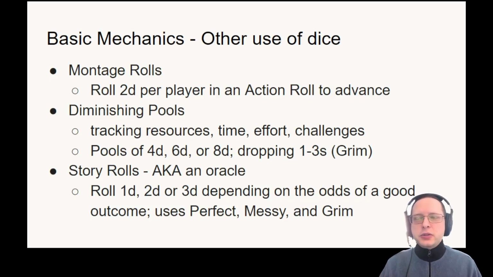Another method is using diminishing pools. This might be somewhat familiar to some people. Basically, this is utilizing a dice pool and eliminating dice as you go in order to try to track the use of a resource, time passage, effort, and progress on challenges. So this allows you to track those, essentially a clock, but still having some sense of randomness to this. So we've seen this in a couple systems before.